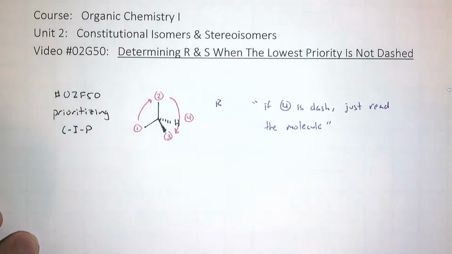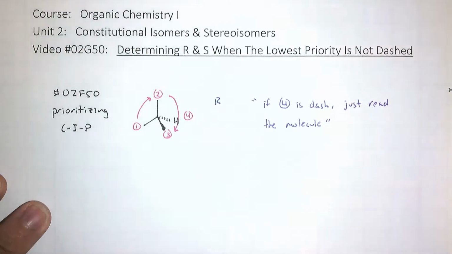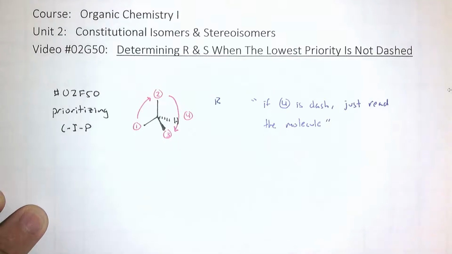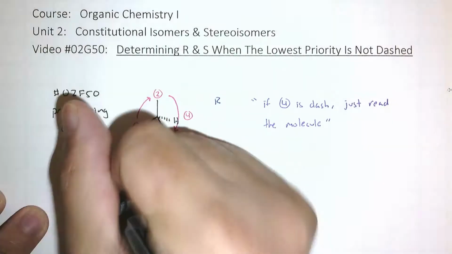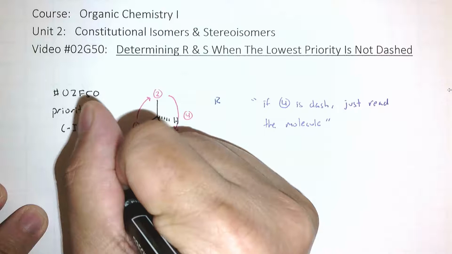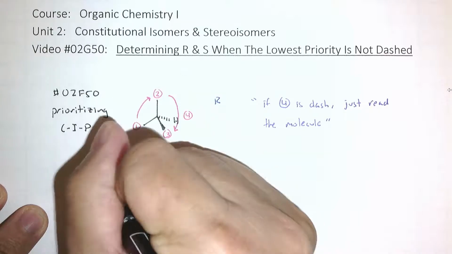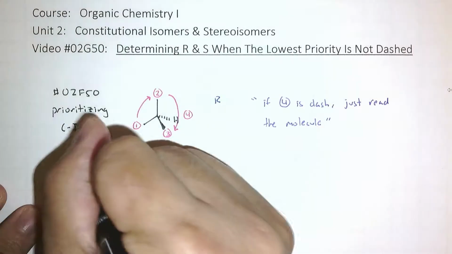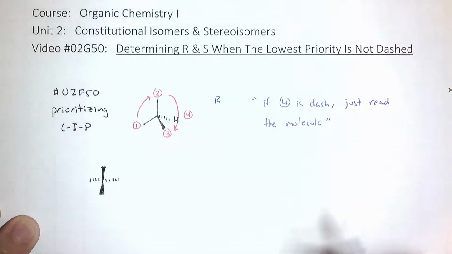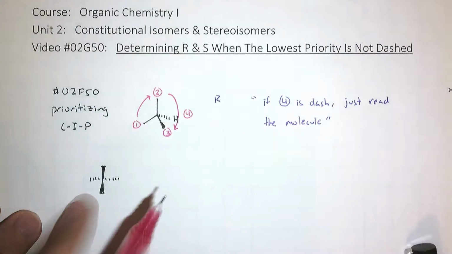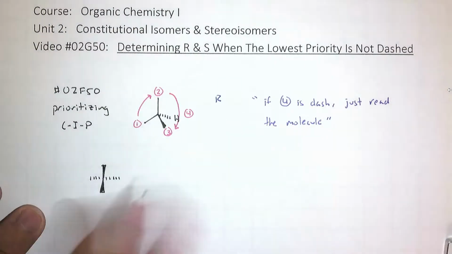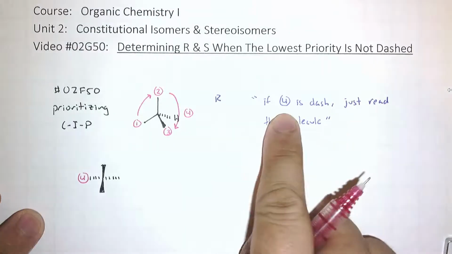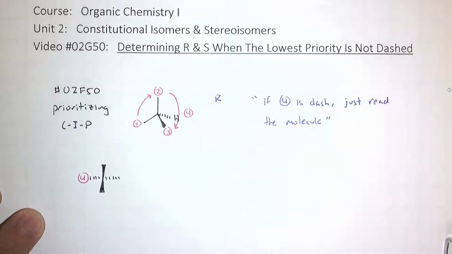For the next example, let's not even call it H. Let's call it priority number 4. Let's point it away from us. Well, believe it or not, you could have a molecule that is situated like this. We have 2 wedges. That's strange. And we have 2 dashes. Again, I'm going to make one of the dash lines priority number 4, and it doesn't matter which side. Because, again, if priority number 4 is dash, just read the molecule.